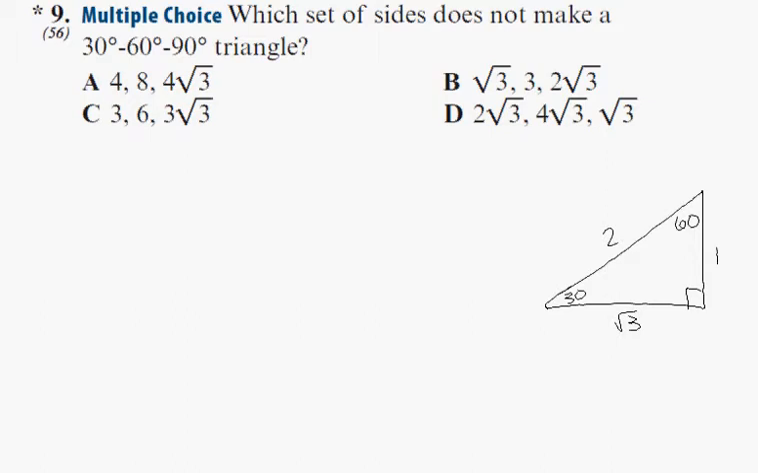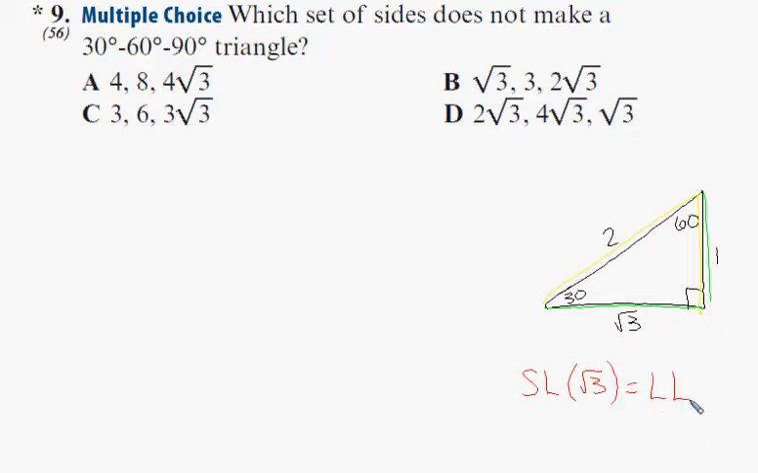Here's what I want you to see starting out. I want you to notice that this short leg and the hypotenuse, notice that the hypotenuse is twice as long as the short leg. The other thing I want you to notice is that this short leg times the square root of 3 is equal to the long leg. Okay? So I'm actually just going to write that one down. The short leg times the square root of 3 is equal to the long leg.